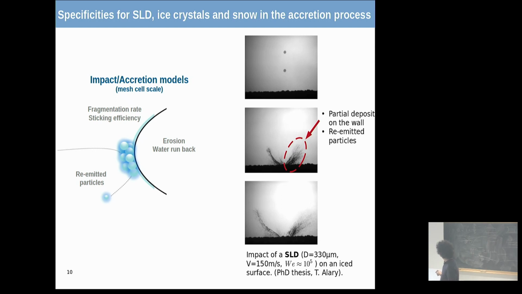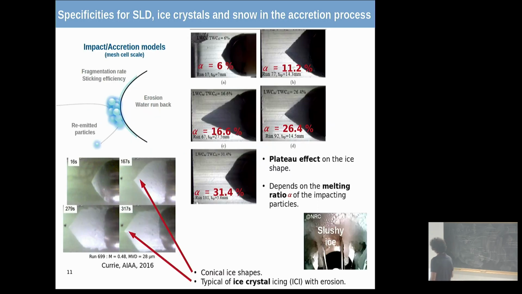Now, regarding the impact, here is the impact, for instance, for SLD, a droplet. Contrary to small ones, there is a partial deposit on the wall. Secondary droplets are re-emitted in the domain. There is a partial deposit, so in the sticking efficiency, we have to propose a model as well. Okay, and for accretion, what has been shown by Claire as well, there are some kind of typical ice shapes here. This is due to erosion, which is not observed with a small droplet, where we have smoother shapes.